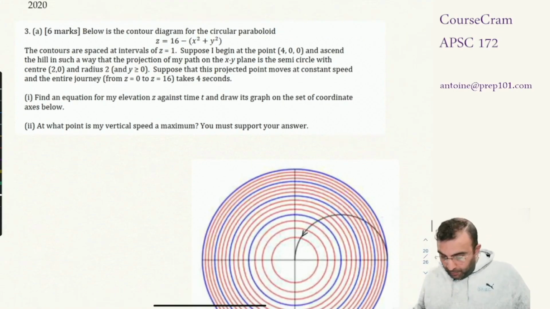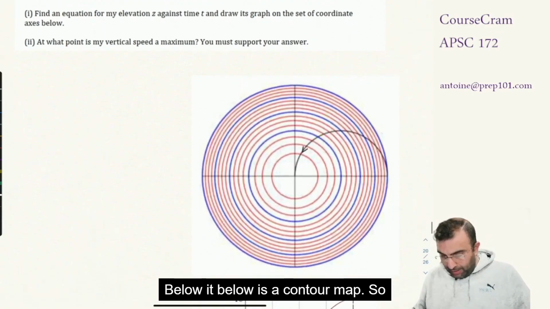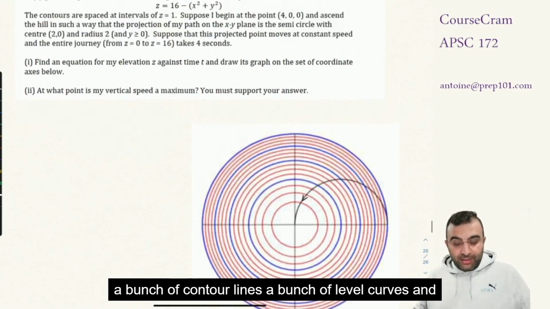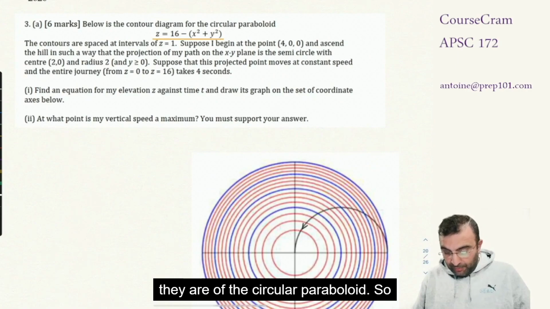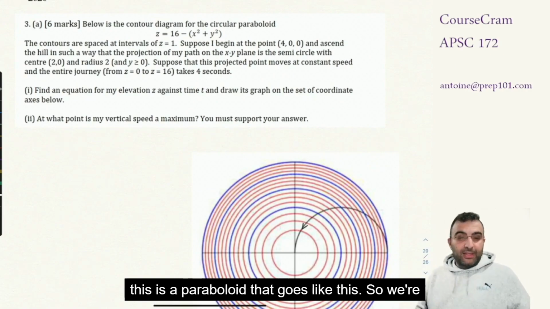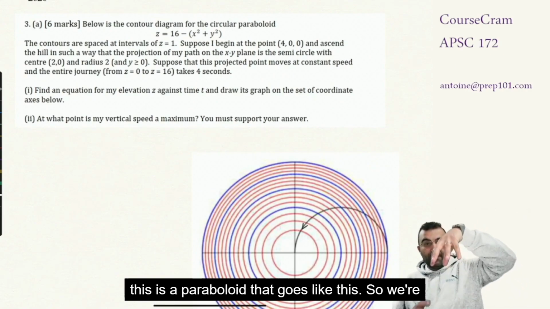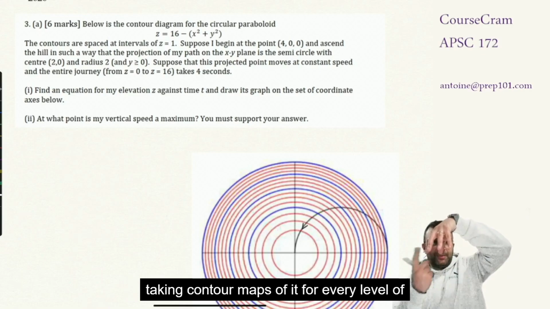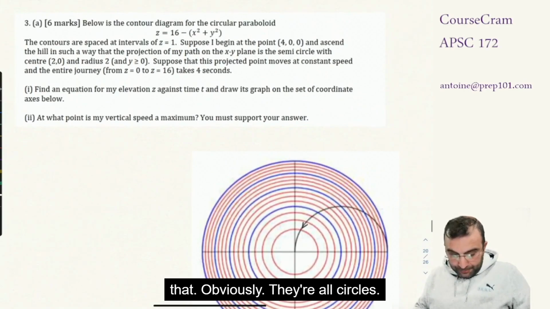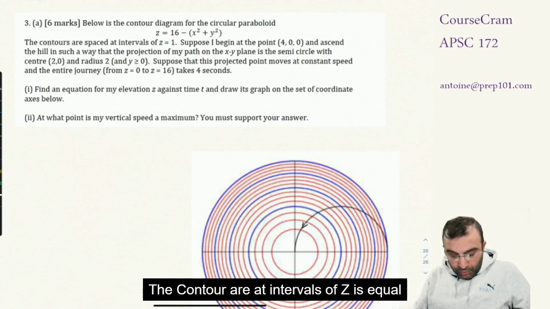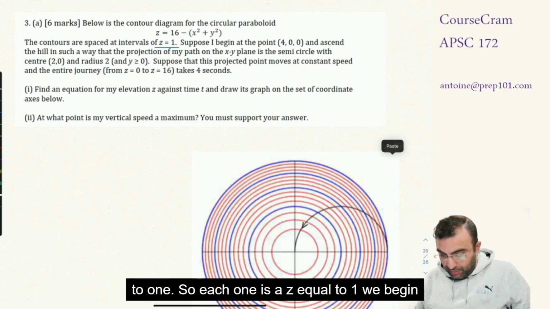So below is a contour map, a bunch of contour lines, a bunch of level curves, of the circular paraboloid. So this is a paraboloid that goes like this. We're taking contour maps of it for every level of z. Obviously they're all circles. The contour maps are at intervals of z equal to 1.